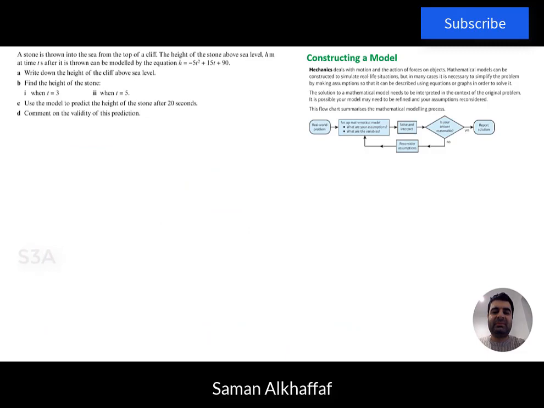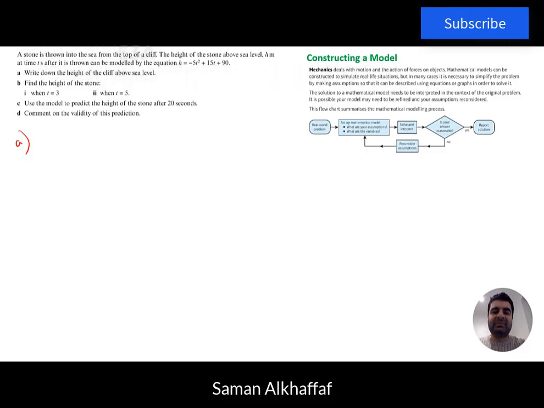In this example, a stone is thrown into the sea from the top of a cliff. The height of the stone above sea level, h meters, at time t seconds after it is thrown, can be modeled by the equation h equals minus 5t squared plus 15t plus 90. So for part A, we need to write down the height of the cliff above sea level.